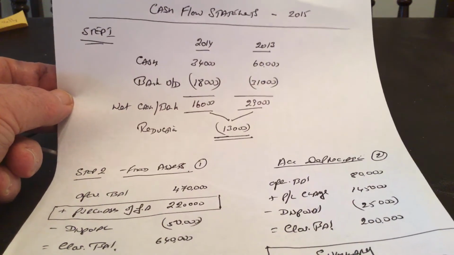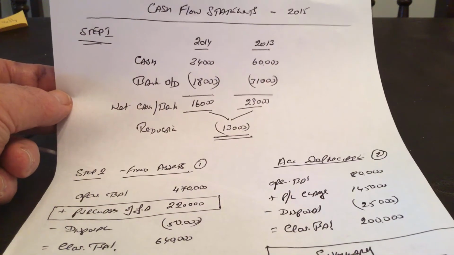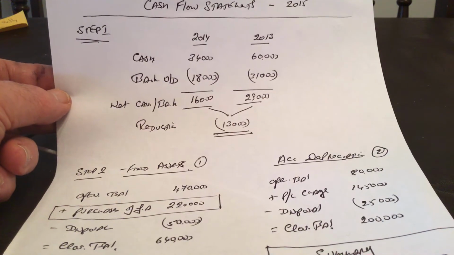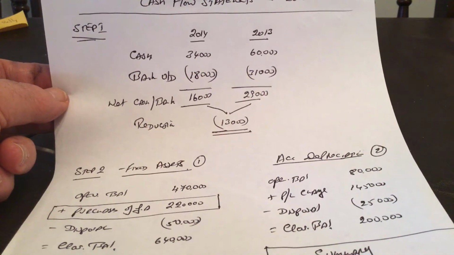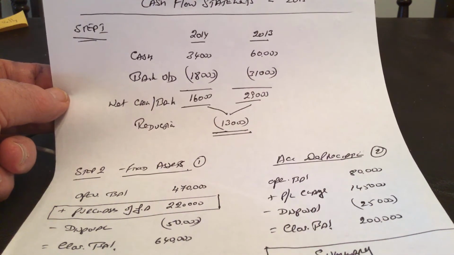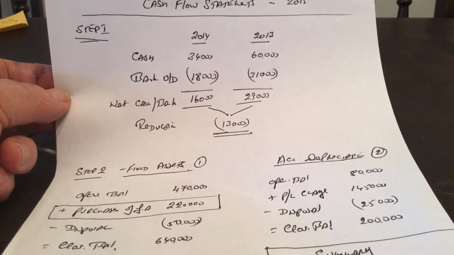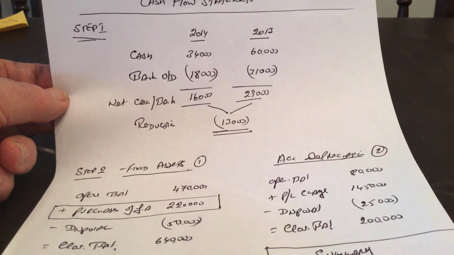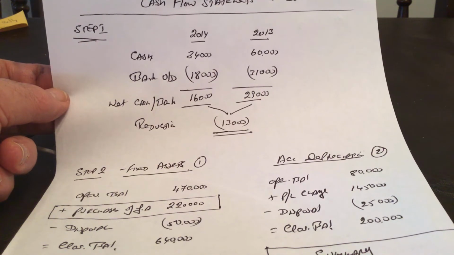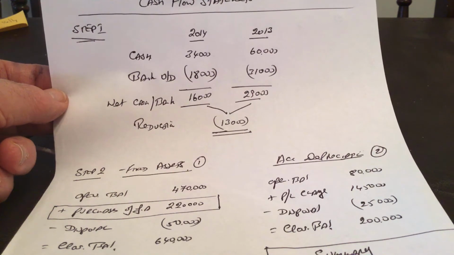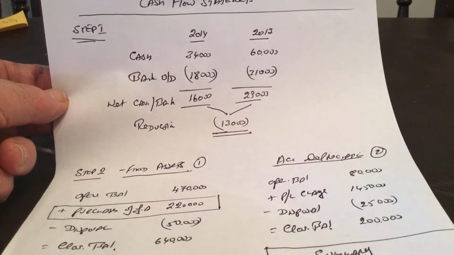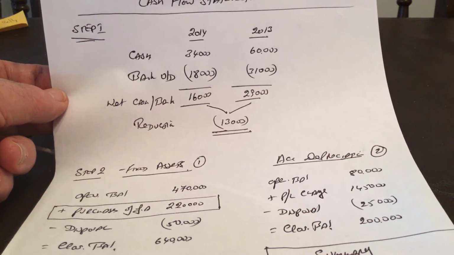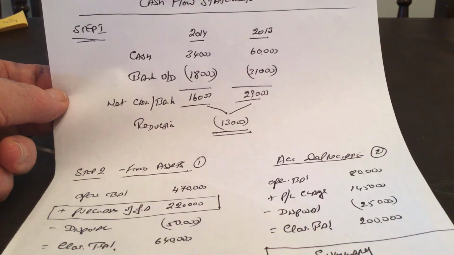Now we're looking at the cash flow statement for 2015, and of course step one is always to find the difference between the cash in the bank from one year to the next. So looking at the balance sheet for 2013 and 2014, we see that there's 60,000 cash in 2013 and 34,000 cash in 2014. We have a bank overdraft of 31,000 in 2013 and a bank overdraft of 18,000 in 2014.